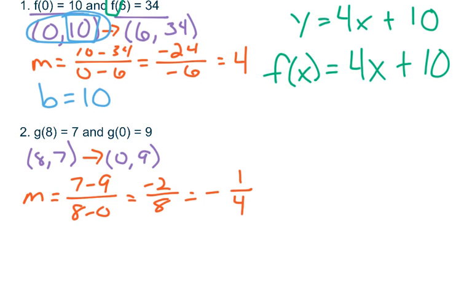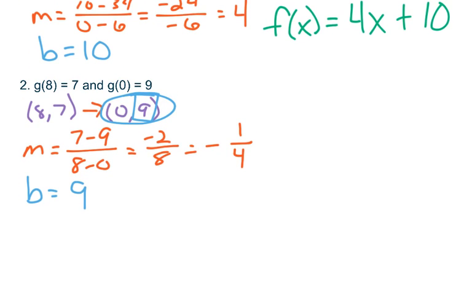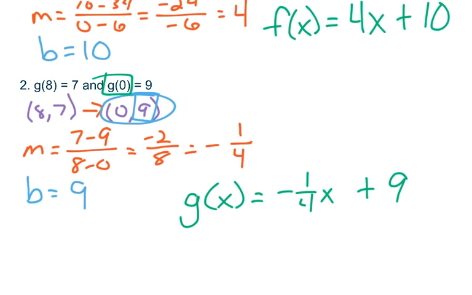Okay, once we find our slope, we can identify our y-intercept. It's that point with an x value of 0. Specifically, the y value is what our y-intercept is going to be. So our b value in this case is 9, so we can write our final answer. Now, instead of y equals, we need to use function notation. This time the letter we're going to use is g, so it's going to be g of x is equal to negative 1/4 x plus 9.